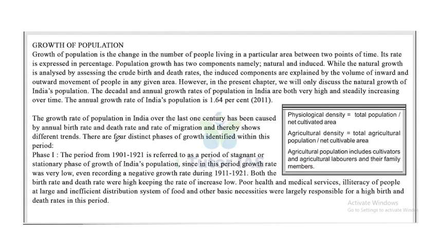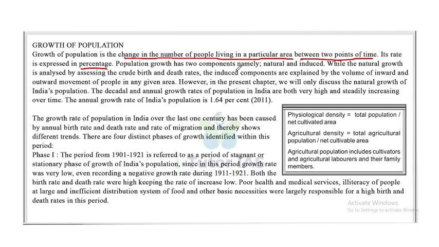Next one is growth of population. Growth of population is the change in the number of people living in a particular area between two points of time. So what is called the growth of population? It is the change in the number of people living in a particular area between two points of time. Its rate is expressed in percentage.